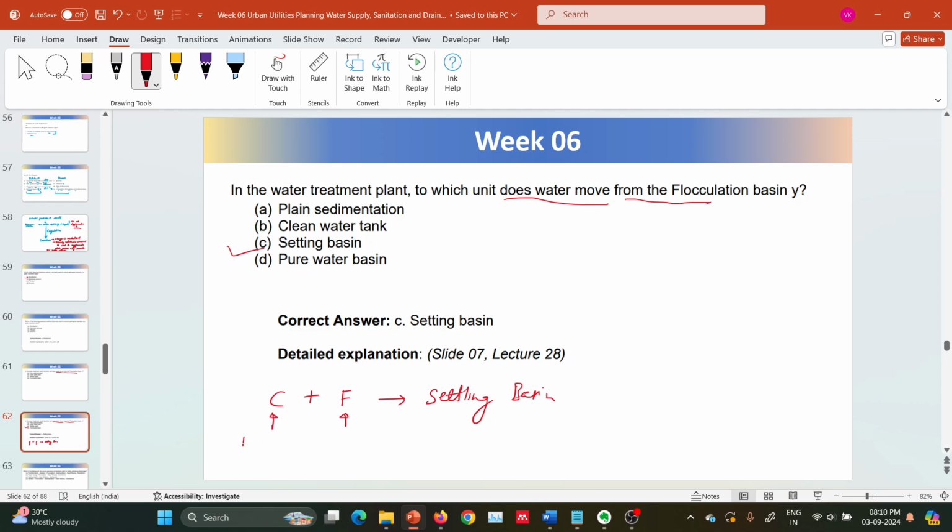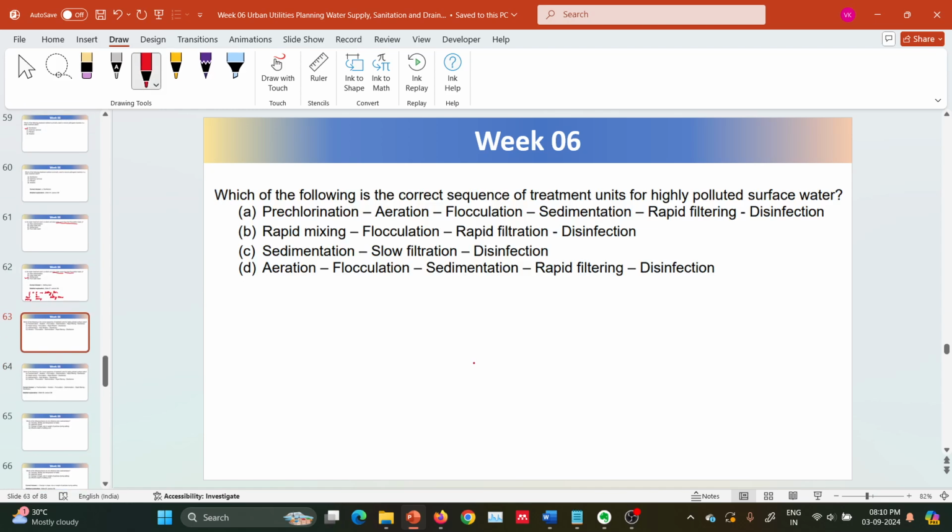Coagulation, rapid mixing, flocculation, slow mixing, settling basin, settling occurs. Which of the following is the correct sequence of treatment units for the highly polluted surface water?